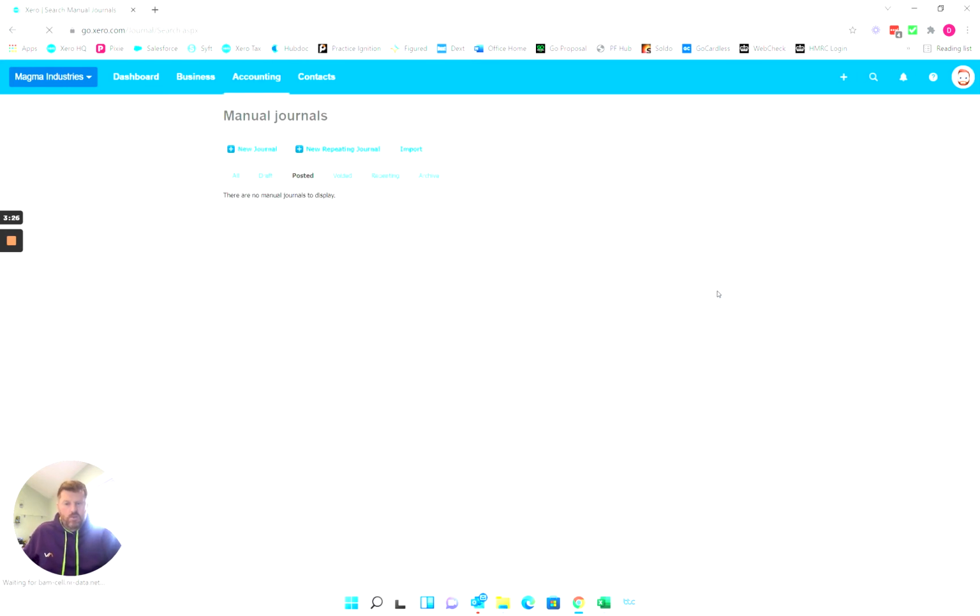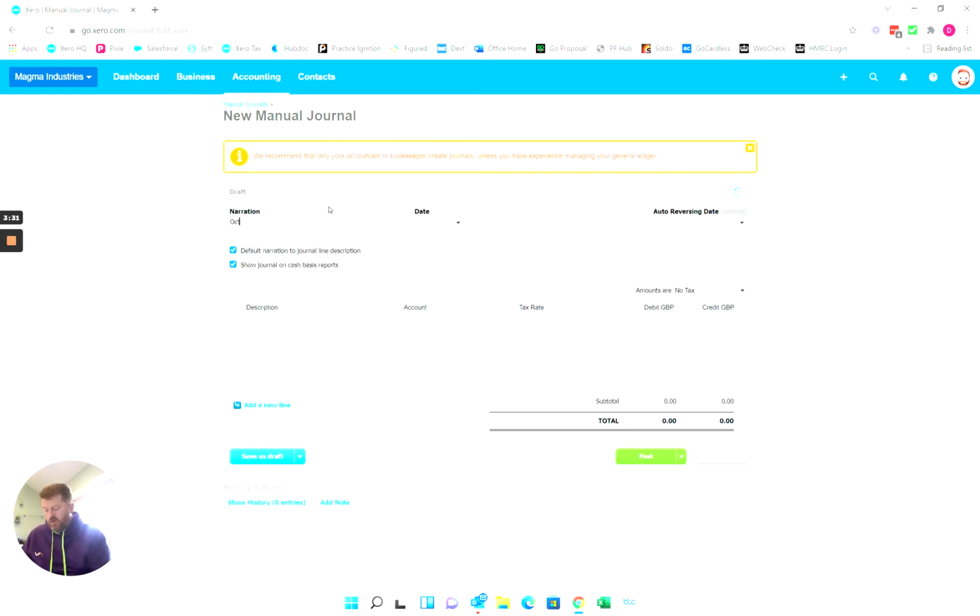And we go with our manual journal. A new journal, and it's our October 21 wages, 31st of October 2021. And now here we are, ready to input the wages. Now, the first are our admin wages. These are an expense item.